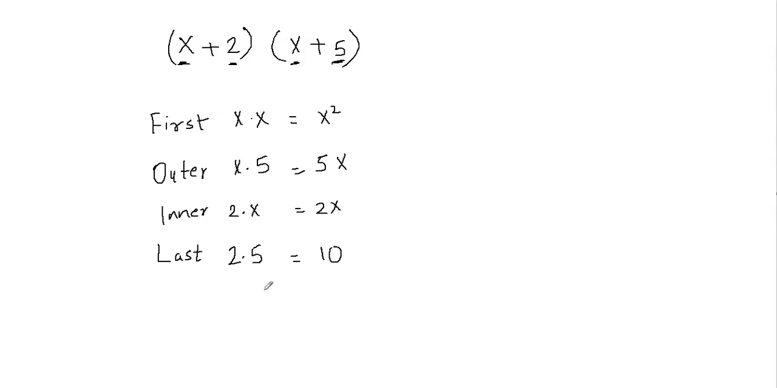Now we're just going to add all the terms and then combine the like terms, if any. x squared plus 5x plus 2x plus 10. Notice that 5x plus 2x, they are like terms, so we can combine them. So this will be x squared, 5x plus 2x will give us 7x, then plus 10. So my final answer is x squared plus 7x plus 10.